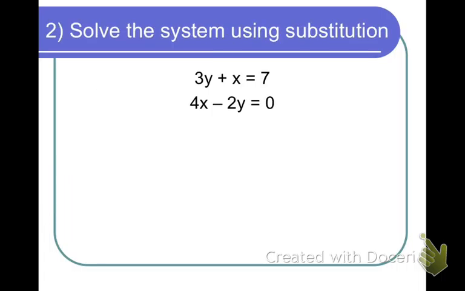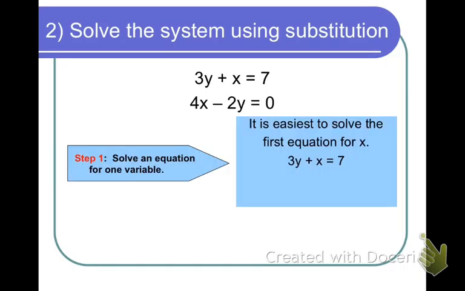Let's solve this system using substitution. Now both equations are in standard form. Looking at all of them, the easiest one would be to solve the first equation for x because the coefficient is 1. So x will be equal to negative 3y plus 7.